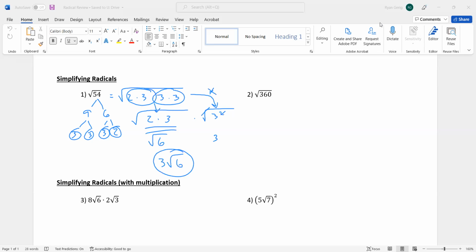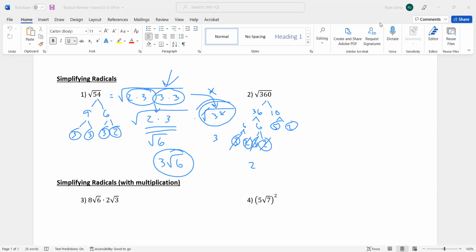Right. Number 2 is a lot bigger number, but same process. I know it's 36 and 10. 36 is 6 and 6. 10 is 5 and 2. Those are both prime. 6 is 3 and 2. And 6 is 3 and 2. You could write it out the way I did here, or you can just look for pairs. Hopefully you notice that pairs are what we want. So I've got a pair of 2s, which makes a 2.